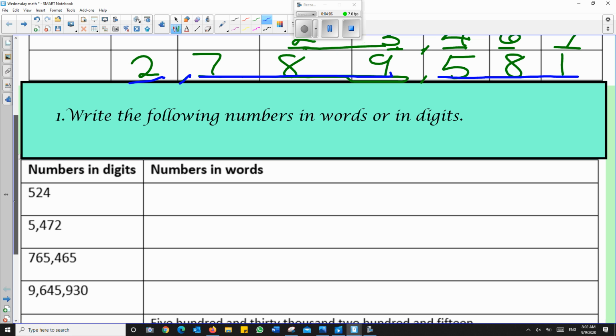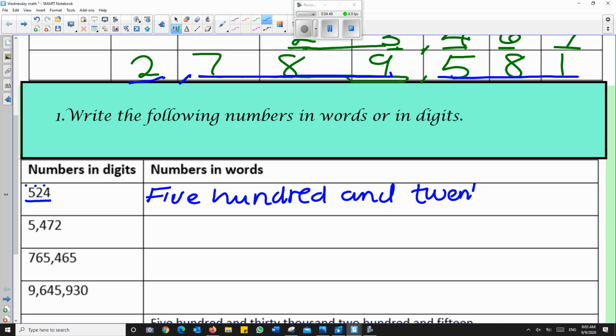So we have our number one here. Write the following numbers in words or in digits. We have the numbers that are in digits. This is the first number. Identify the digits that are in the number. So we have ones, tens, hundreds. So I'll start with hundreds. How many hundreds are there? Five hundred and twenty-four.